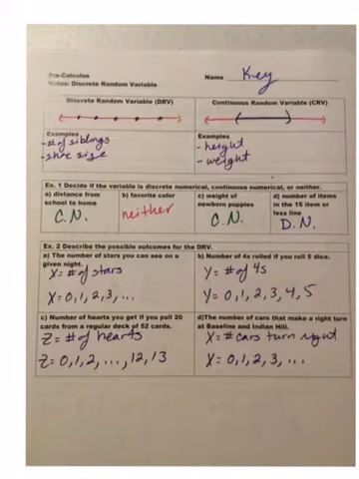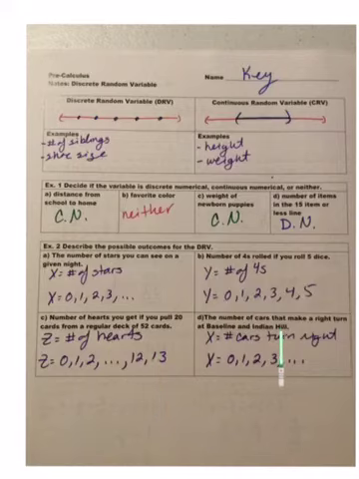All right, so C, number of hearts you get if you pull 20 cards from a regular deck of 52 cards. So I said Z equals the number of hearts. Well, you could get 0 hearts. All the cards that you pull out could be a diamond, a club, or a spade. Or you can get 1, 2, up to 13. You can't get over 13 even though there's 20 cards you're pulling out, because there are only 13 hearts in a deck.